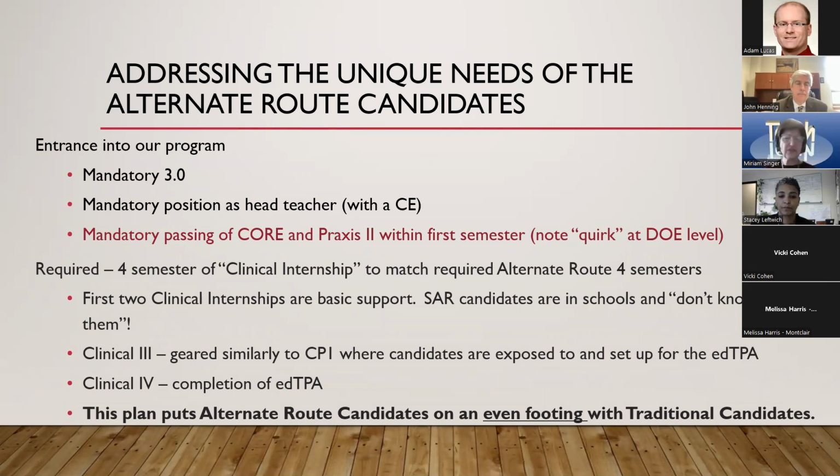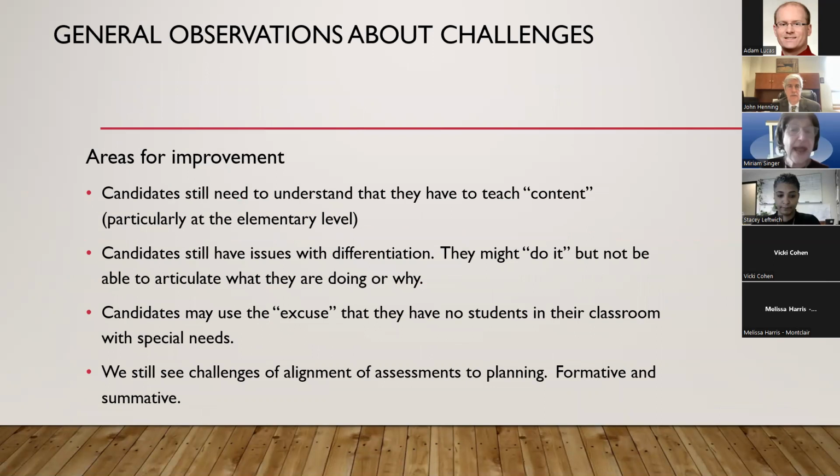I've already discussed these quirks about the state alternate route. But the other thing I wanted to do about the alternate route is let you know that because they required 4 full semesters in the schools, we're using the first 2 clinical internships for them to be very much like clinical experience, and the second 2 to be very much like CP1 and CP2, so that it puts alternate route candidates who are being thrown to the wolves on an equal footing. So I wanted to bring that up.